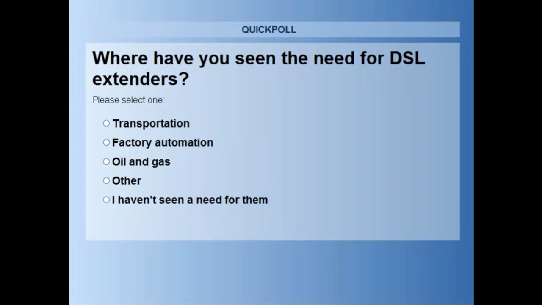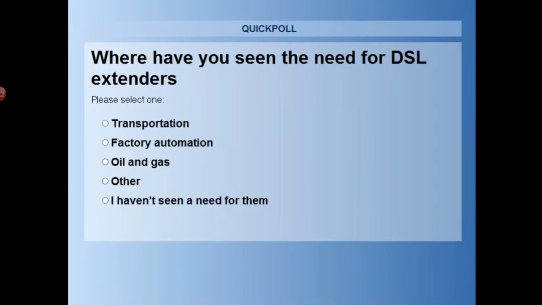So we're going to give you guys just a little bit more time here. For some of you who are answering other, if you wouldn't mind, in the questions pane, indicating where else have you seen the need for DSL extenders, we'd be very curious to see if it's outside these three industries. So we'll go ahead and close the poll soon, and we'll see how everyone responded.